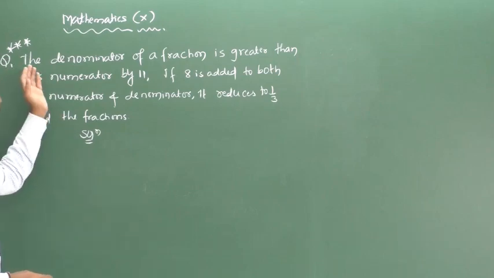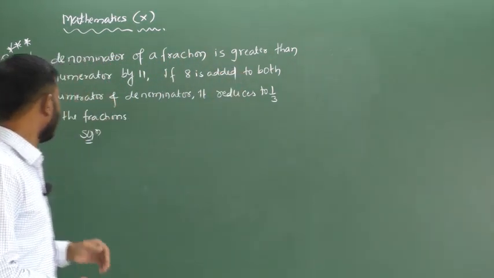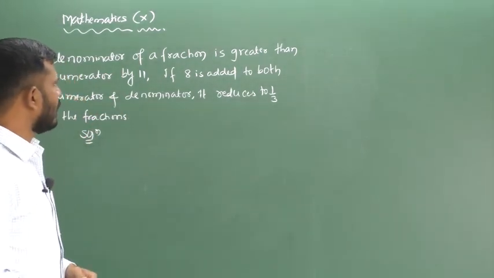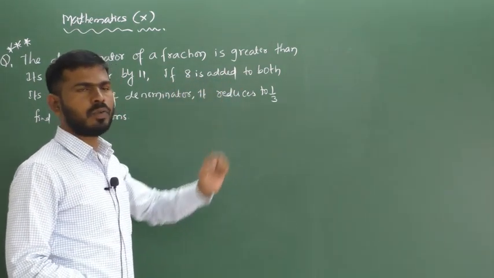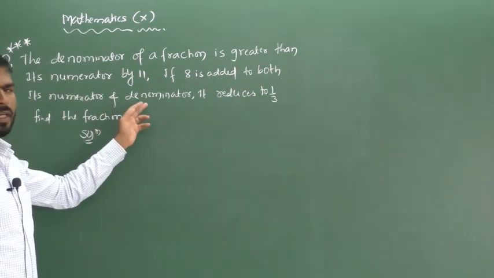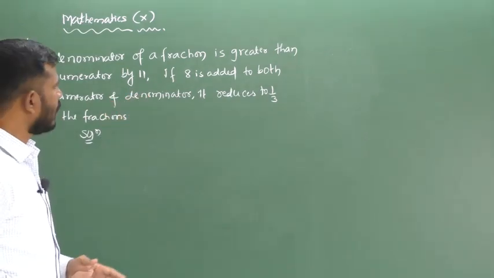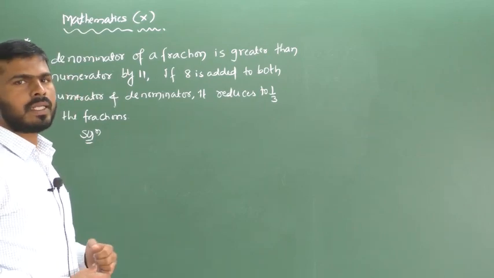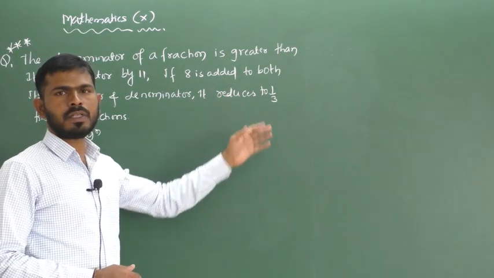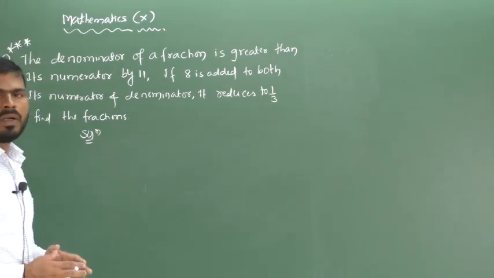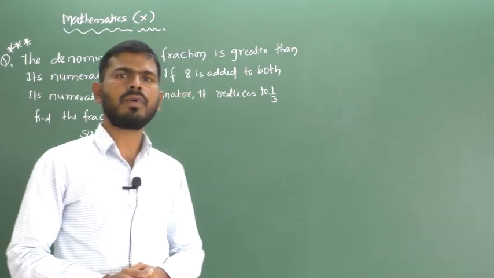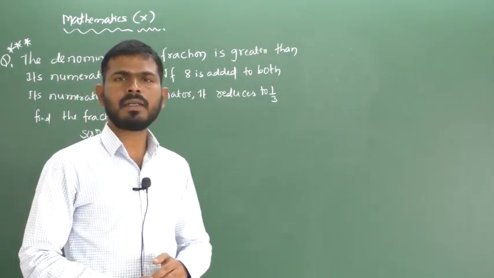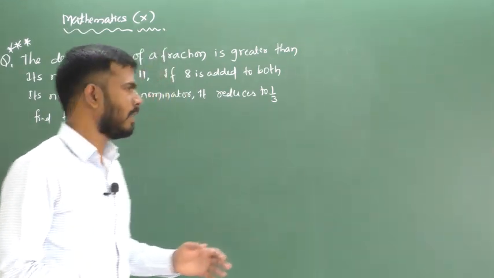Let us see here: the denominator of the fraction is greater than its numerator by 11. This is the first condition. The second condition given here: if 8 is added to both its numerator and denominator, the fraction reduces to 1 by 3. Then find the fraction. Here we use only one variable. Don't use two variables, because then the answer will be invalid. Let us see how to find it.